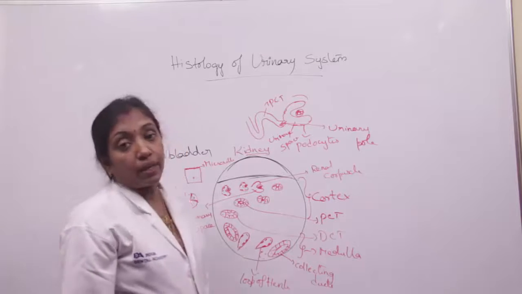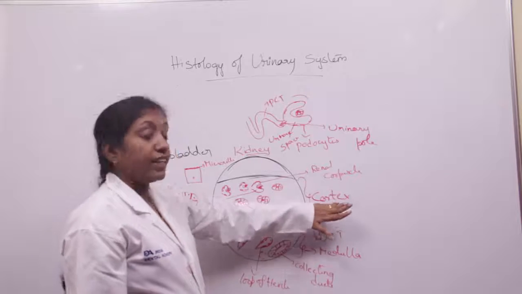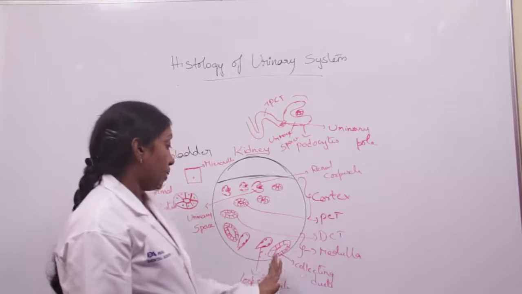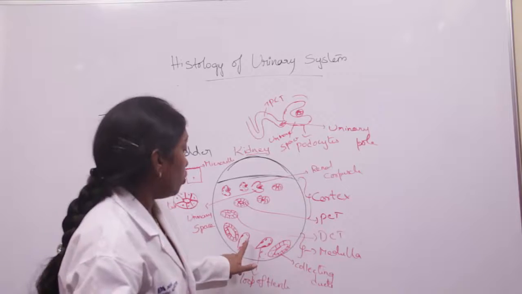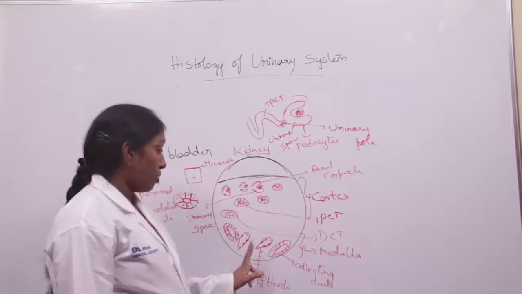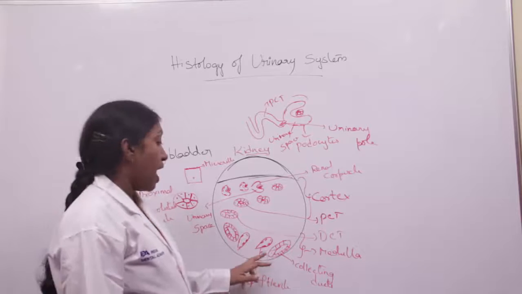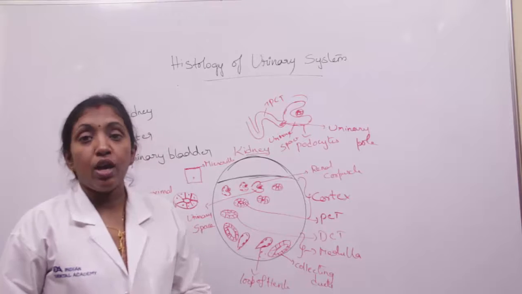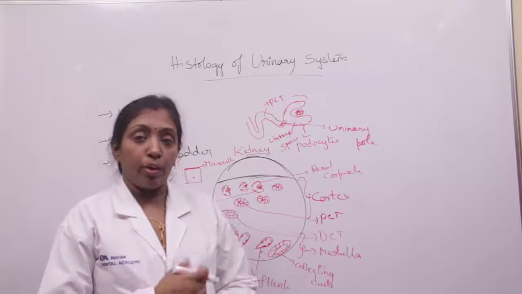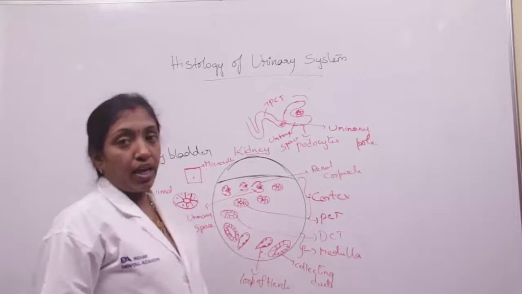Coming to the medulla of the kidney, it consists of the loop of Henle and collecting ducts. The loop of Henle is lined by flattened epithelium, and collecting ducts have a very large lumen and are lined by cuboidal or simple columnar epithelium. So that's about the kidney.